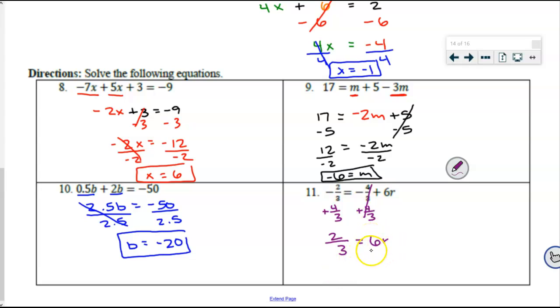That means r is multiplied by 6. And I undo that multiplication with division. So now I have 2/3 divided by 6. Again, use your tools if you cannot do that in your head. And 2/3 divided by 6 is 1/9. R is equal to 1/9. Fractions are friends. Don't try and write a decimal. Fractions are friends.